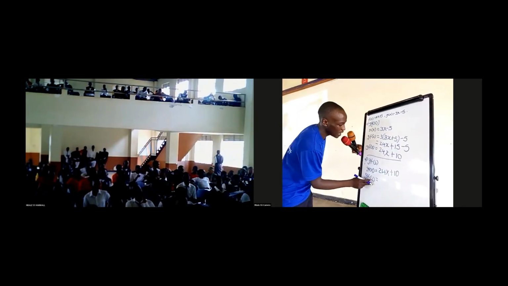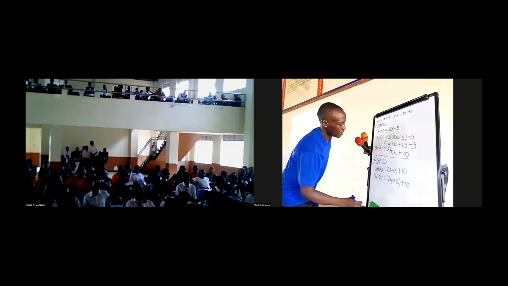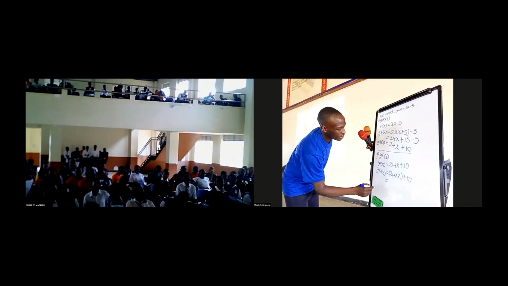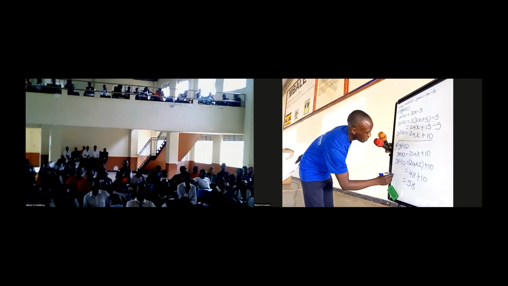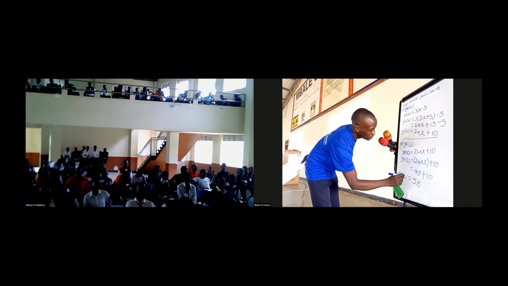Then my GF of 2, I'm going to substitute 2 where there is X. It's now going to be 24 times 2 plus 10. If I solve this, I get 48 plus 10, which is equal to 58 as my GF of 2.